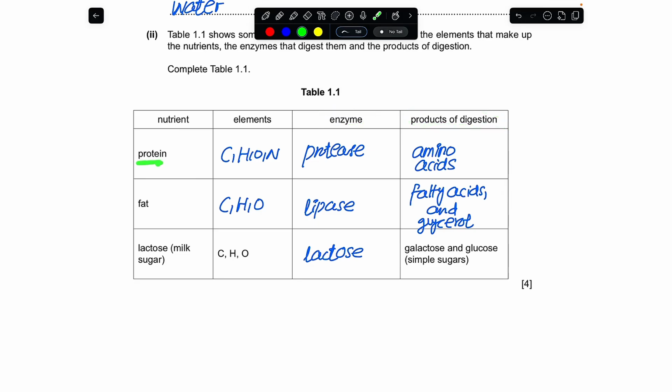So we know that for protein, the elements would be carbon, hydrogen, oxygen, and nitrogen. The enzyme breaking down the protein would be a protease enzyme. And when the protease works on the protein, we would get the amino acids out of it. For the fats, the elements are only carbon, hydrogen, and oxygen. The enzyme breaking down the fat would be the lipase enzyme, and the products of the digestion would be the fatty acid and glycerol. For the last, lactose sugar, they just did not fill this one column right here.